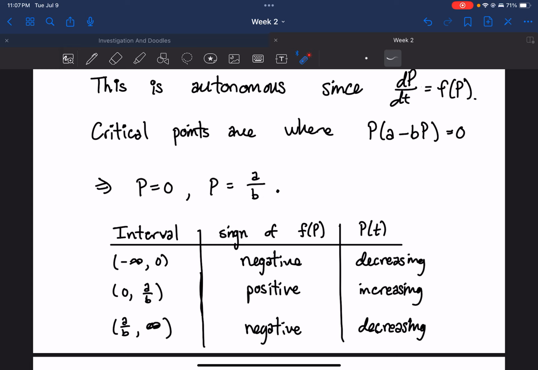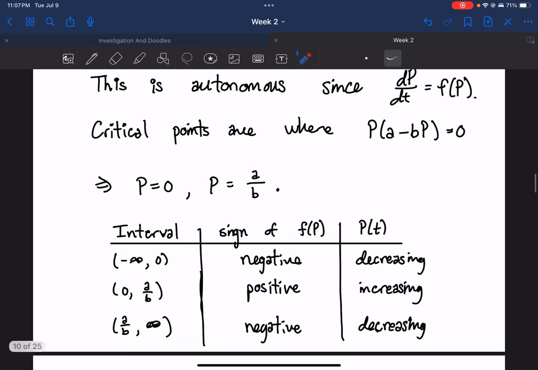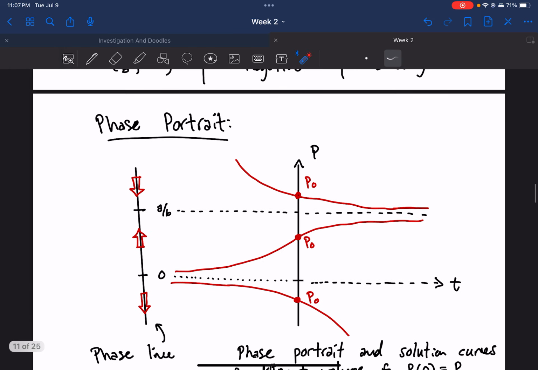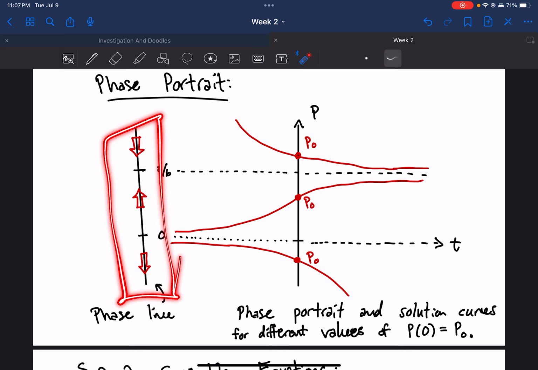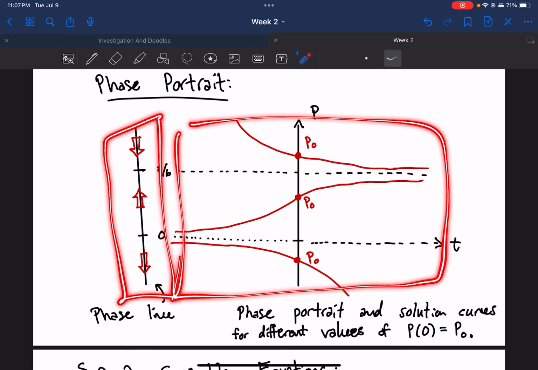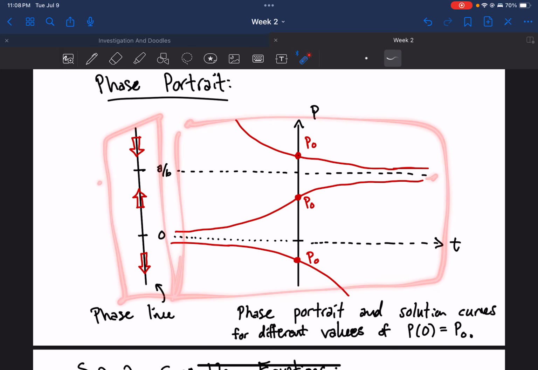And then from here we can draw the direction field pretty easily. How do we do that? We do it with what's called a phase portrait. This is broken up into two segments. You've got the phase line on the left and the phase portrait on the right-hand side.